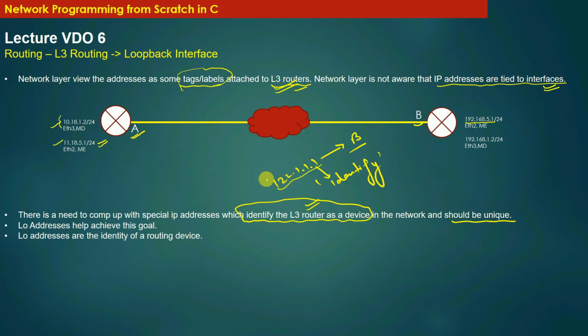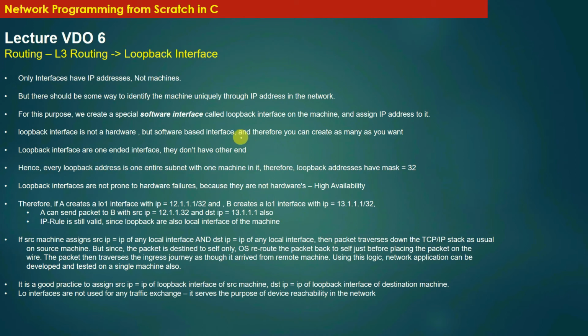Similarly, there is a need for some special IP addresses which identify the device as a whole. So loopback 0 addresses help achieve this goal. Loopback addresses are the identity of a routing device. So let us discuss the properties of loopback IP addresses and loopback interfaces.